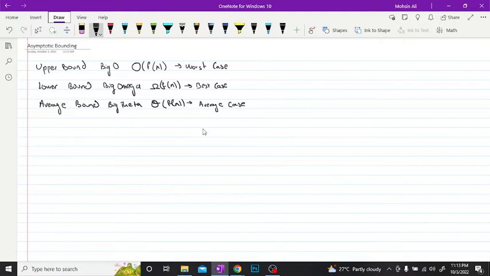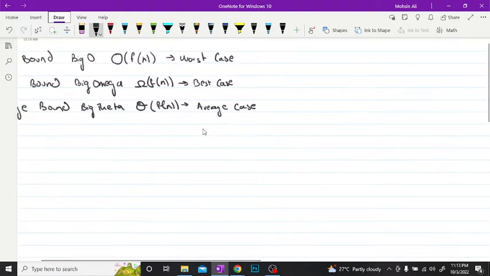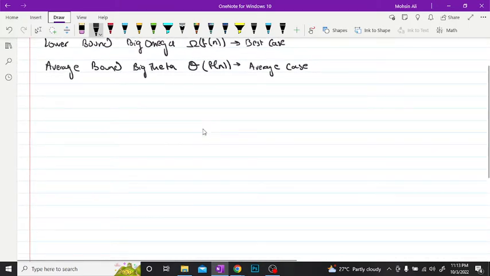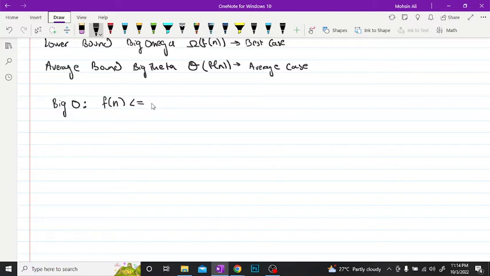Now, how to basically solve big O, big omega, and big theta questions. So first of all, let's start with big O. So for big O, we say that our f of n, any function, should be less than or equal to some constant c times g of n, where n should always be greater than or equal to n naught.